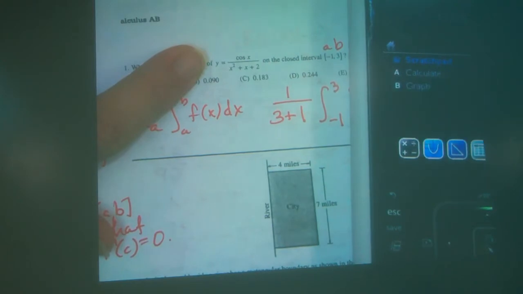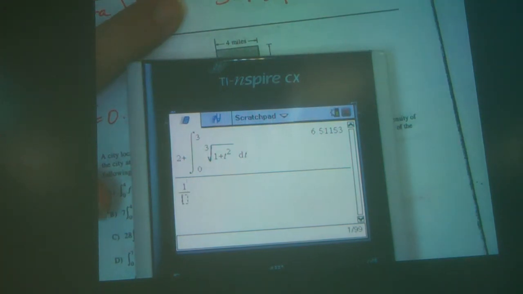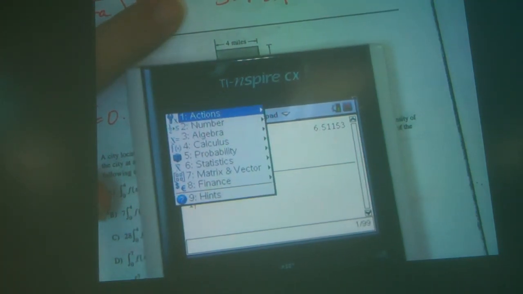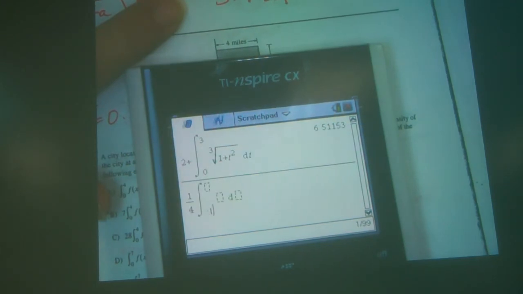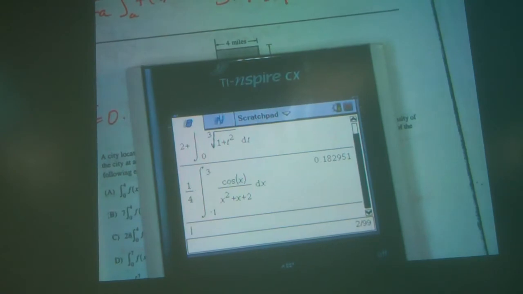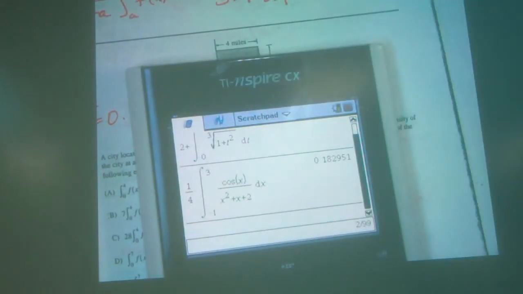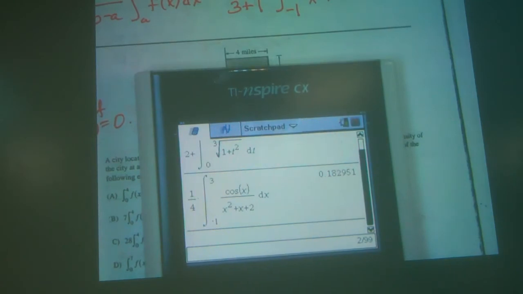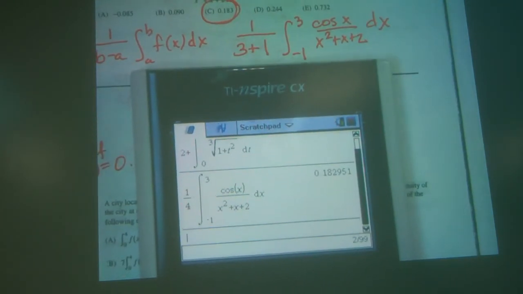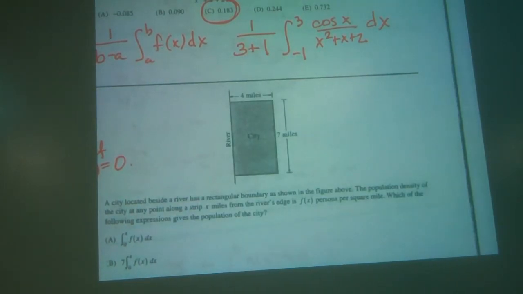So I would do 1/4, negative 1 to 3, cosine x over squared plus x plus 2 dx. 0.183. So let me see. Alright, and then the last one.